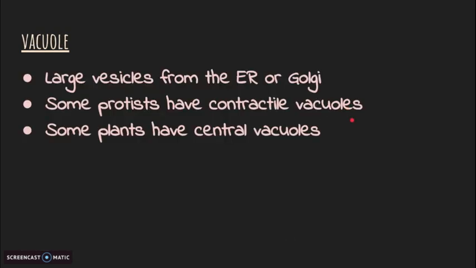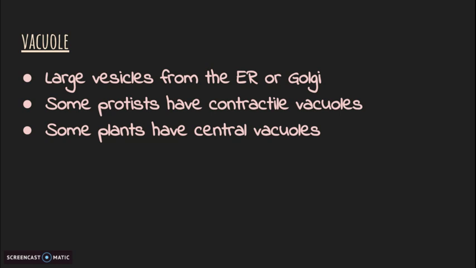So the vacuoles are just really large vesicles. The vesicles are made for transport, right? But the vacuoles are actually made to stay. So they don't really move around that much. Of course, they're made from the ER or the Golgi, which are known as the membrane factory, as I mentioned earlier. Some protists have contractile vacuoles.